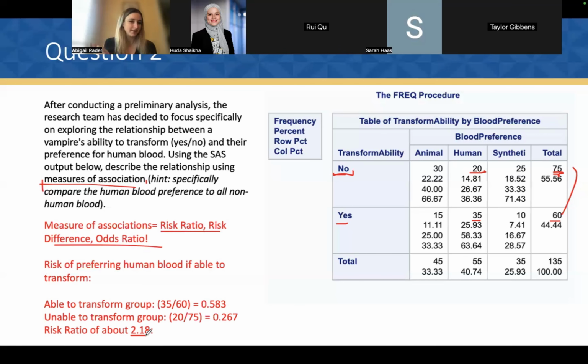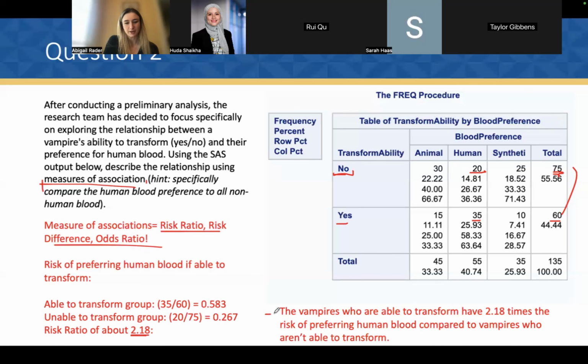The reason why is because it can be tricky to know whether this is a risk ratio or a risk difference if you only provide this one number. So I would add a little description here where you say, okay, the vampires who were able to transform had 2.18 times or 118% higher risk of preferring human blood compared to the vampires who weren't able to transform. It would be a better question on the exam where it's about something more meaningful than this made up situation, but I think the rules will all still apply pretty similarly.